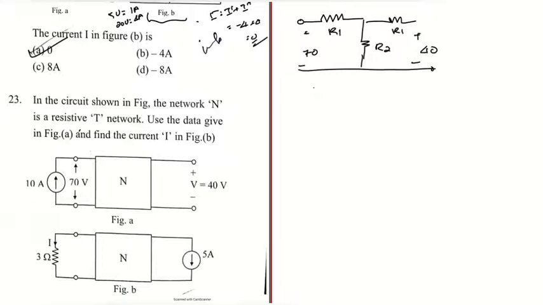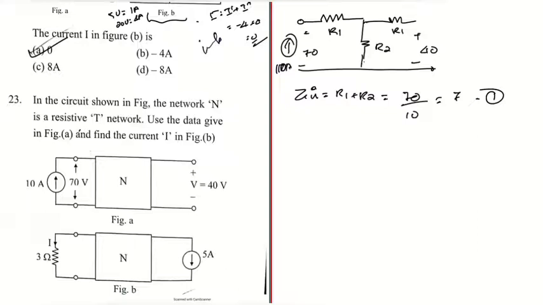So our Zin is actually our input impedance. Input impedance is actually R1 plus R2. Here the voltage was 70 volt and the current was 10 ampere. So voltage divided by current gives the input impedance, so it will be 7. Okay, so this is our first equation. Let that be like that.